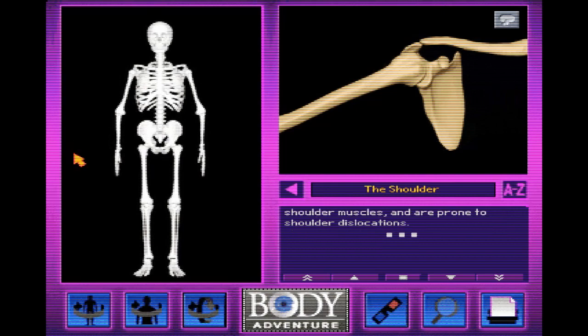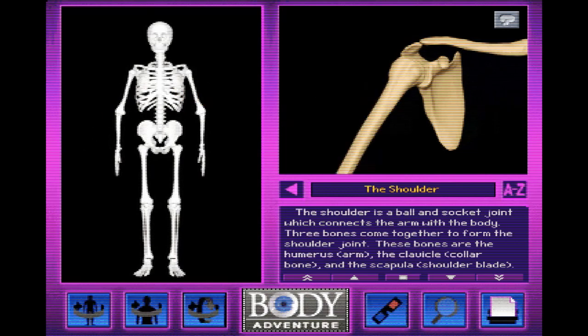Interesting. Let's move along to the humerus. The shoulder. Oh, wait a second. We just looked at the shoulder. The elbow.